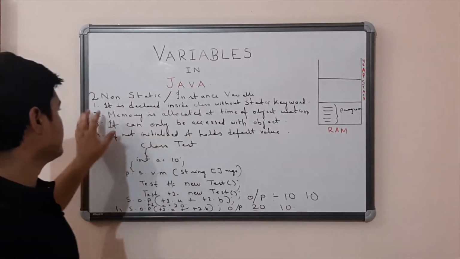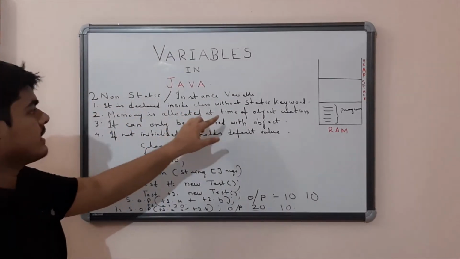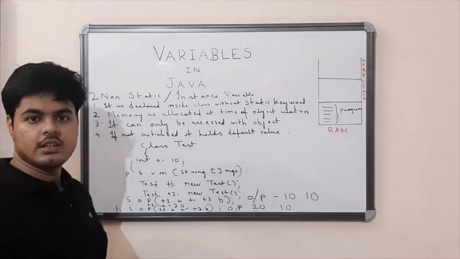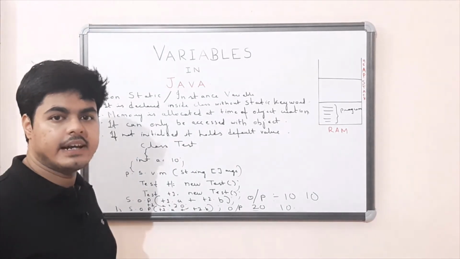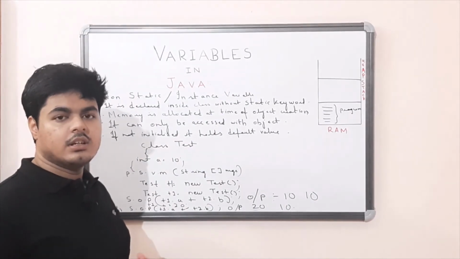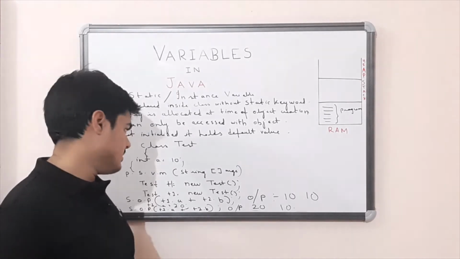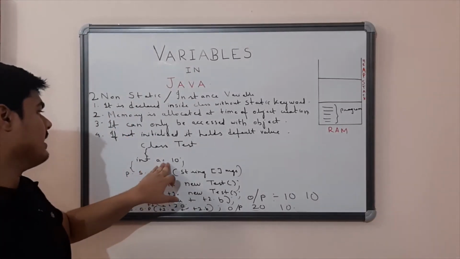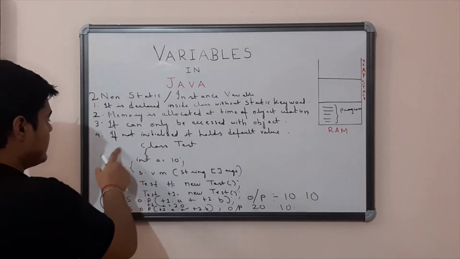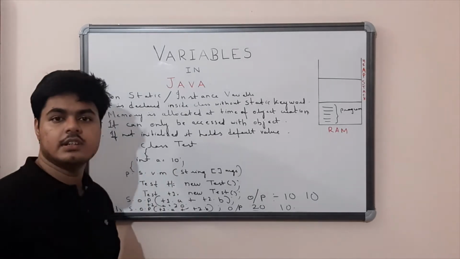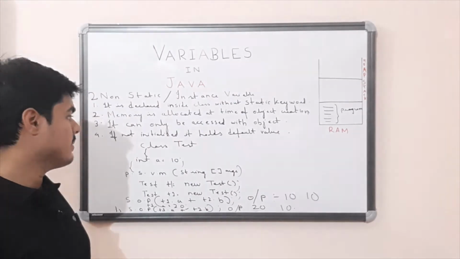Now number one is, it is declared inside the class without the static keyword. If a variable is declared directly inside a class without the static keyword, then it is a non-static variable. Like here we have declared int a equals to 10. Here there is no static keyword in front of it, so it is a non-static variable.